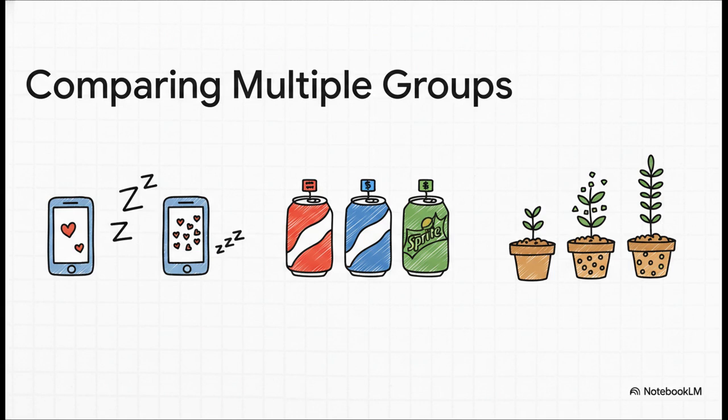And this isn't just for scientists growing crops in a field. This challenge is everywhere. Think about it. Do people who use social media a little, a medium amount, or a lot get different amounts of sleep? Is there a genuine price difference between Coke, Pepsi, and Sprite? It's all the same core problem. How do we compare the averages of 3 or 4 or even more groups?